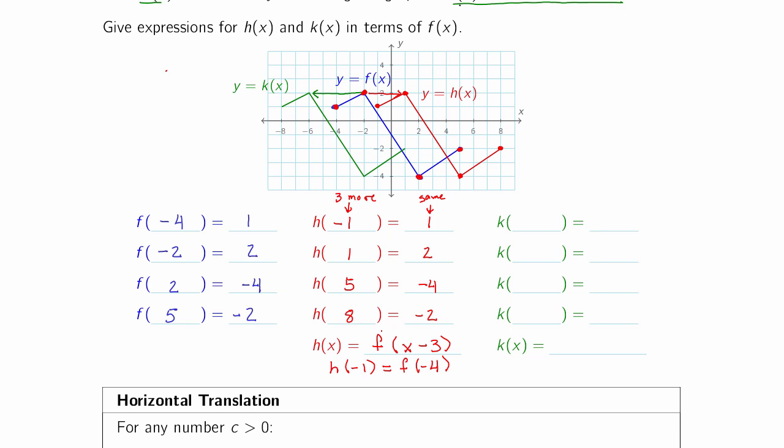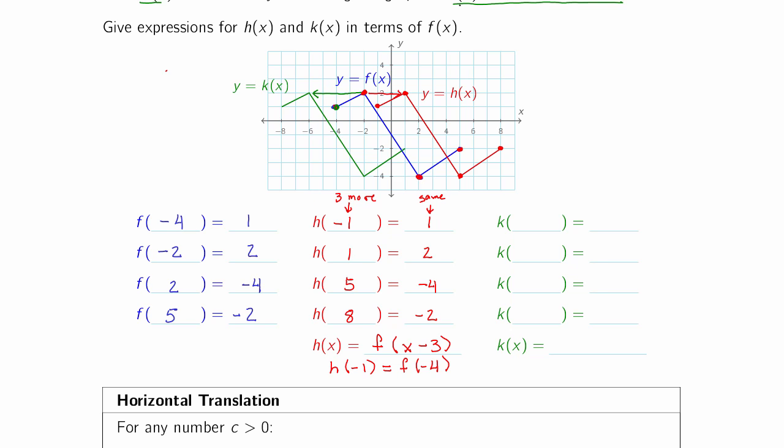When we want to find the input of f, we have to go backwards. h of x is f of x minus 3. To go 3 to the right, we had to subtract 3 inside the function. That's a little bit weird, but I think we can get used to it. Let's see if we follow the same pattern when we're going to the left.